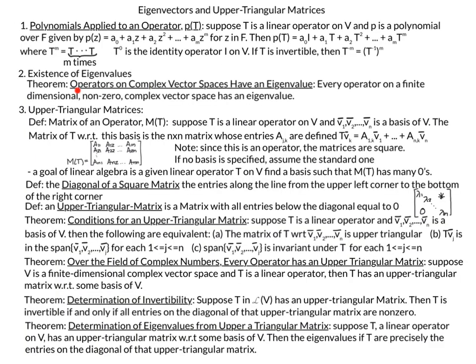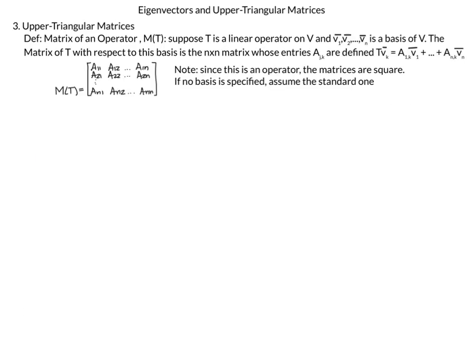Our next topic is upper triangular matrices. We will start with this definition of the matrix of an operator, M of T. So suppose T is a linear operator on a vector space V, and the vectors v1, v2 up to vn is a basis of V. The matrix of T with respect to this basis is the n by n matrix whose entries a sub jk are defined by the transformation T on the kth basis vector being equal to a sub 1k times v1, the first basis vector, up to a sub nk times vn, the nth basis vector.